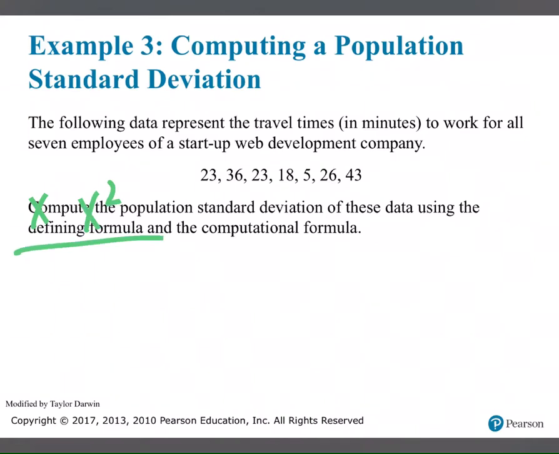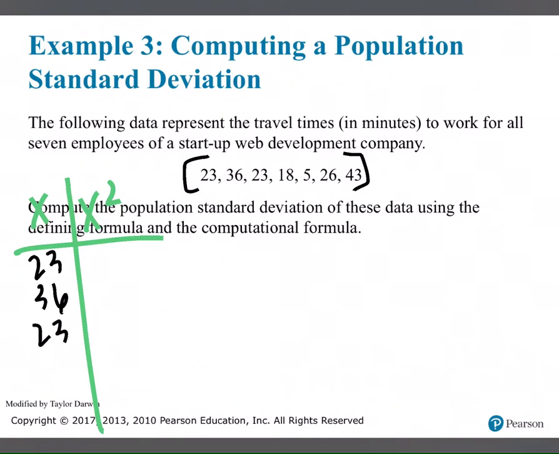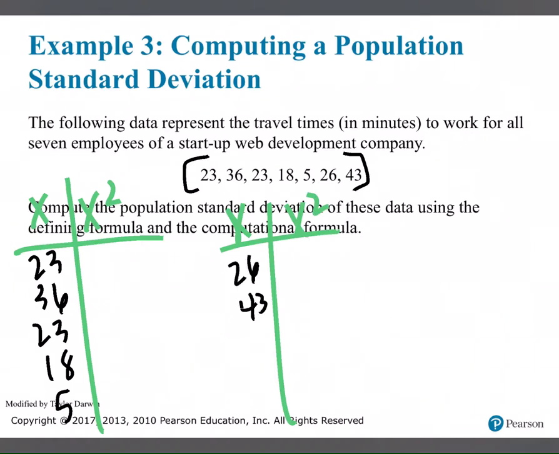you're going to have 2 columns. One with x and one with x squared. All these numbers, these commute times, that's your x. So I may not be able to fit it on this line, and if so, I'll have to keep going over here. But 23, 36, 23, 18, 5. Yeah, I definitely can't fit it on there. 5, 26, 43. X squared is exactly what it sounds like.